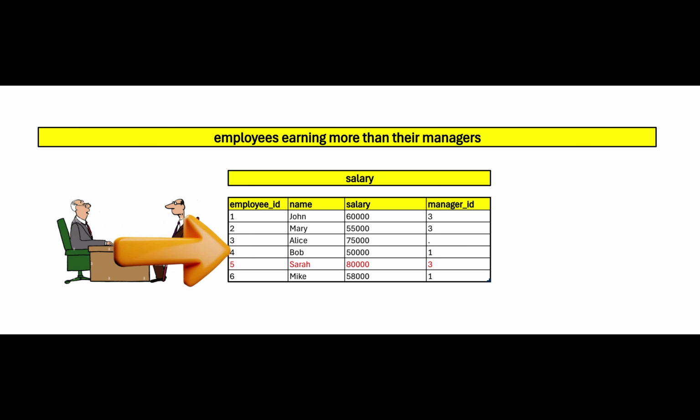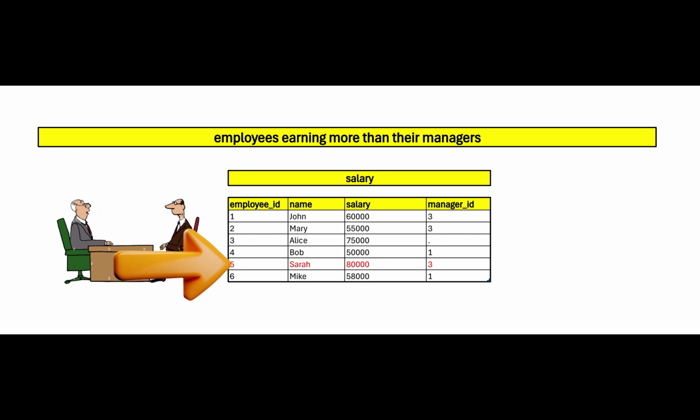For the fourth row, name Bob, salary 50,000, his manager ID is 1. And if we look into this table, for manager ID 1, the employee detail is John, salary 60,000. Bob's salary is 50,000 and his manager's salary is 60,000. So we don't want this particular row in our output.